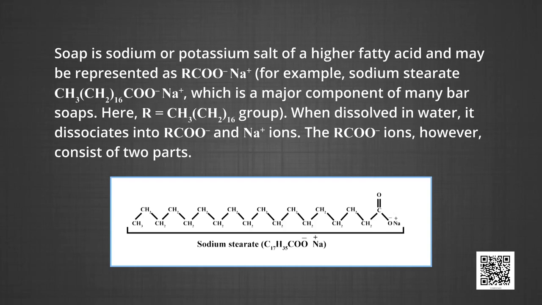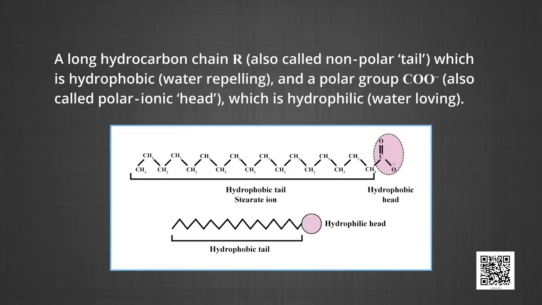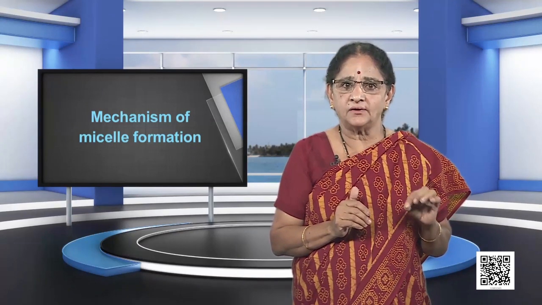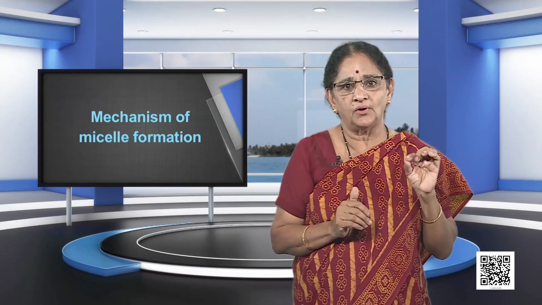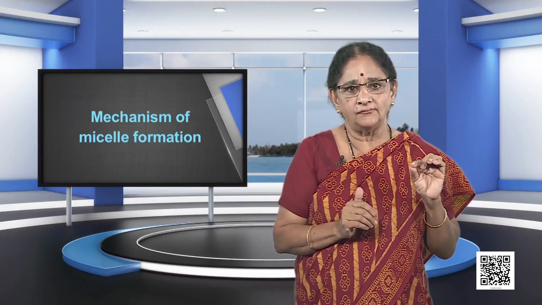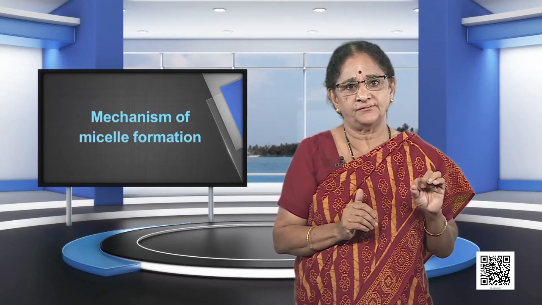The RCOO⁻ ions, however, consist of two parts: a long hydrocarbon chain, also called the non-polar tail, which is hydrophobic, water repelling, and a polar group, COO⁻, also called the polar ionic head, which is hydrophilic. The RCOO⁻ ions are therefore present on the surface with their carboxylate in water, and the hydrocarbon chains staying away from it and remaining on the surface.